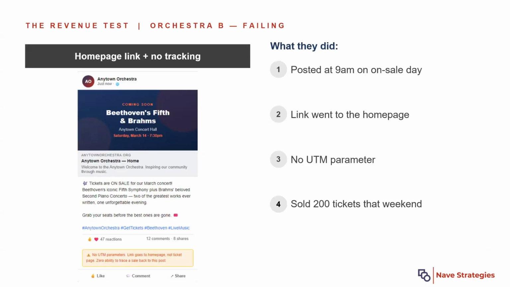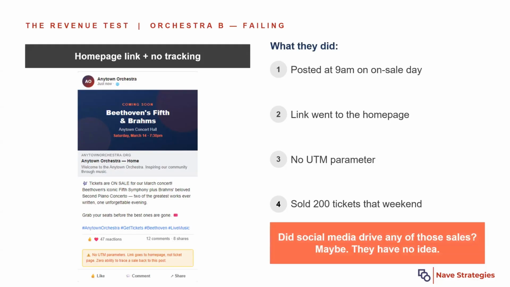Now, here's the harder version of the same example. A different orchestra posts the same on sale announcement, but the link goes to their homepage. There's no UTM parameter. The post gets 47 likes and 12 shares. They sell 200 tickets that weekend. Did social media drive any of those sales? Maybe, and probably some, but they have no idea how many, which means they have no basis for deciding whether to invest more time in social media or less. They're flying blind and calling it a strategy.